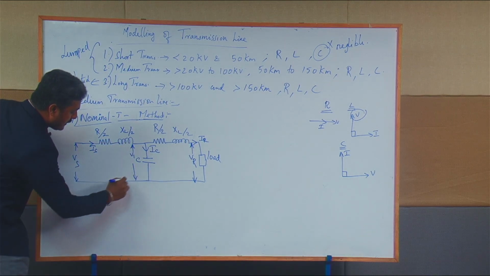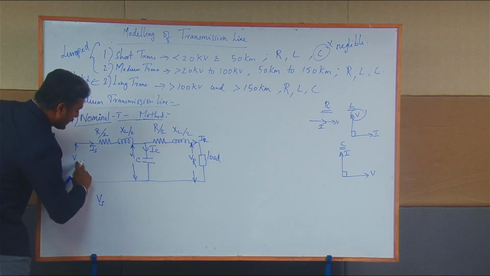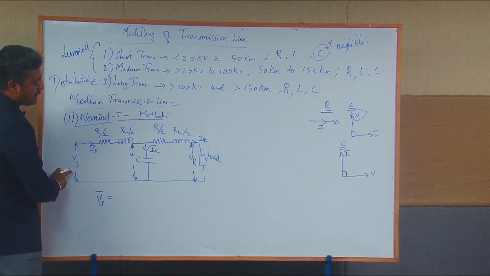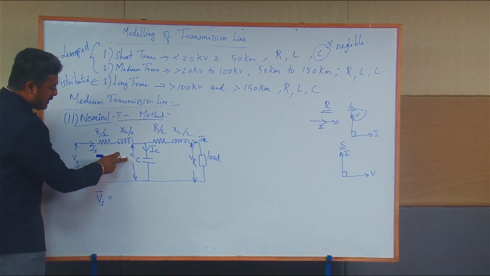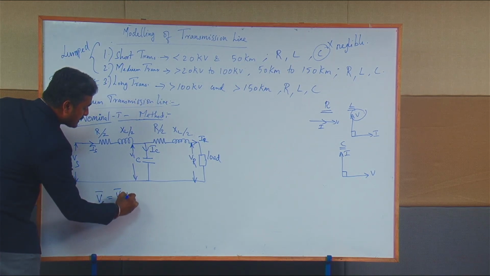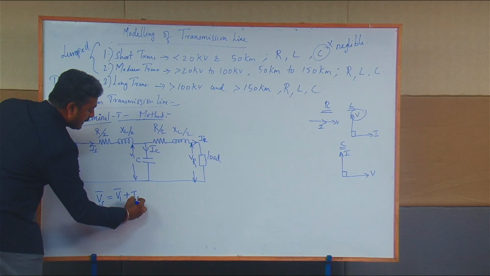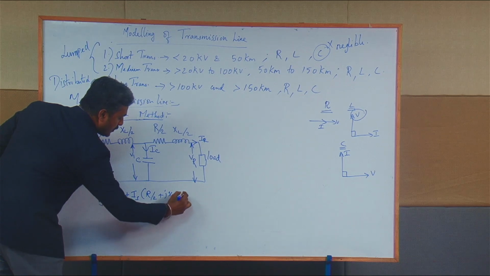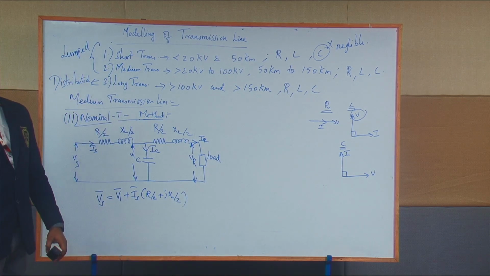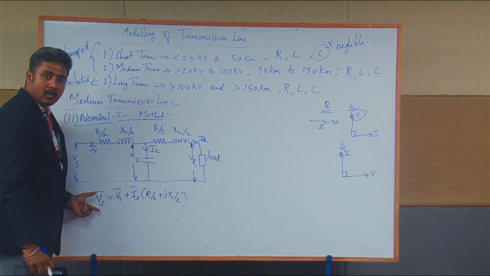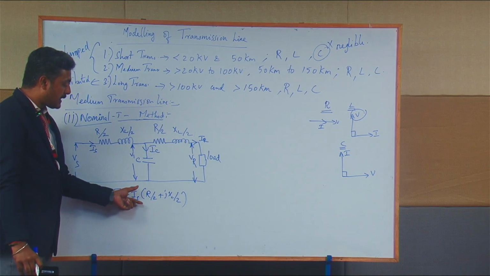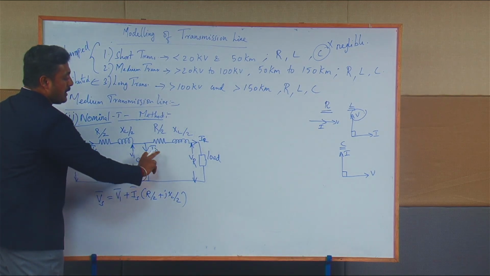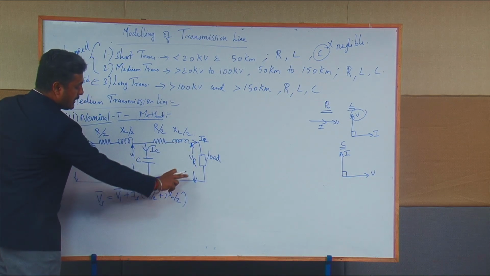So the equation for the phasor diagram: if you take this loop and apply KVL, Vs vector is equal to V1 vector plus Is into R by 2 plus j XL by 2. That is, Vs vector equals V1 vector plus Is vector into R by 2 plus j into XL by 2.